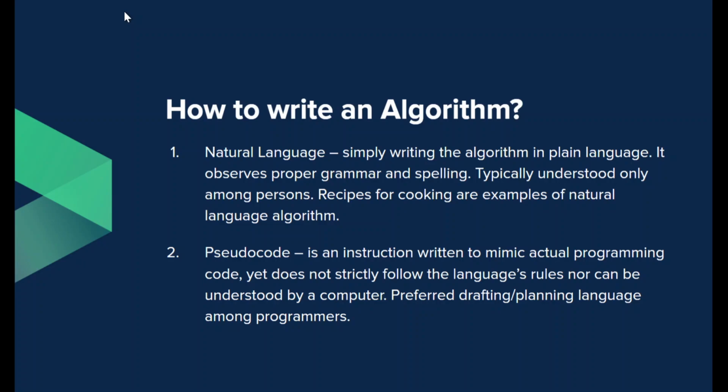Next, pseudocode. Pseudocode is an instruction written to mimic actual programming, yet does not really follow the language's rules nor can be understood by a computer. So this could be done using maybe an informal language. It could be a mix of natural language and some technical terms used in coding. You can even shorten your instructions, maybe to the point that at least you and probably a teammate in coding can understand.